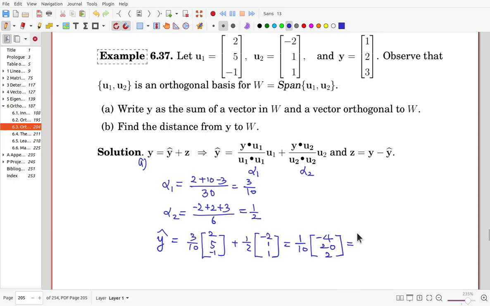Let's try to use floating point values. So that is minus 0.4 and 2 and 0.2. We can write it in this way.